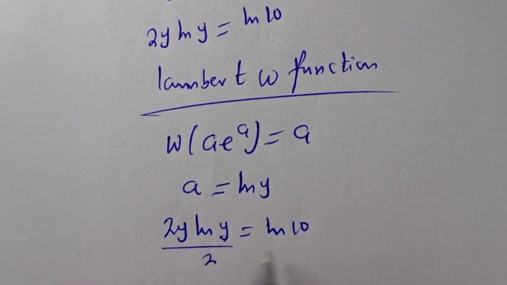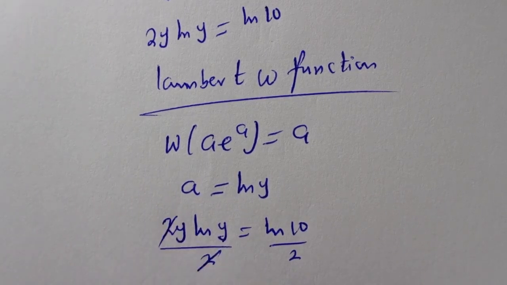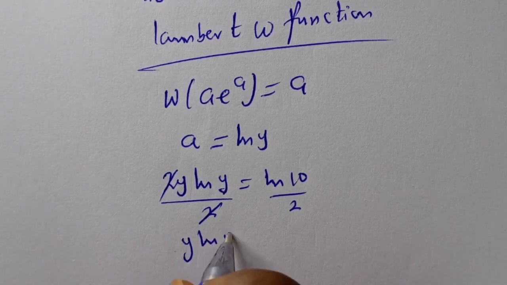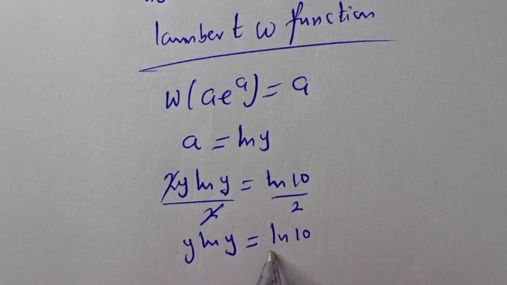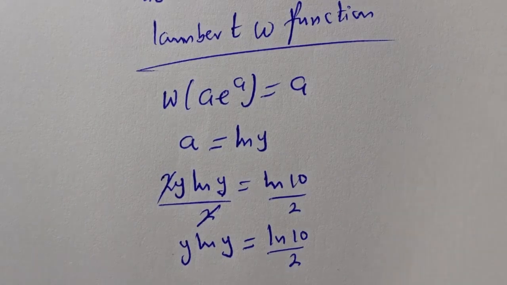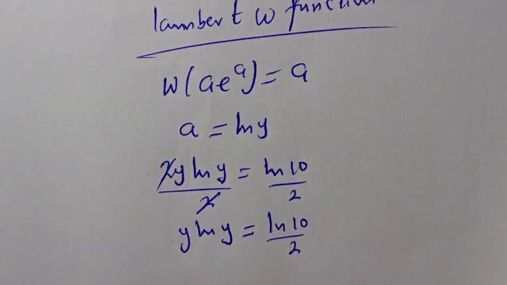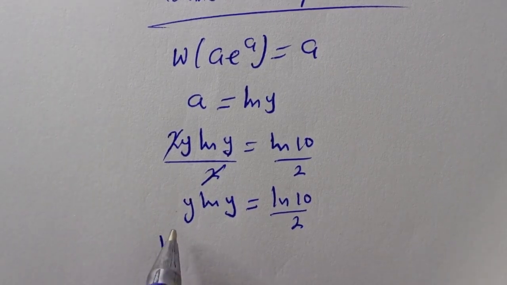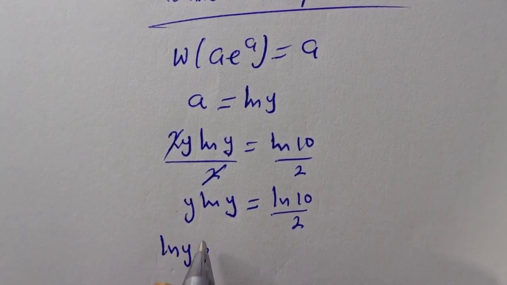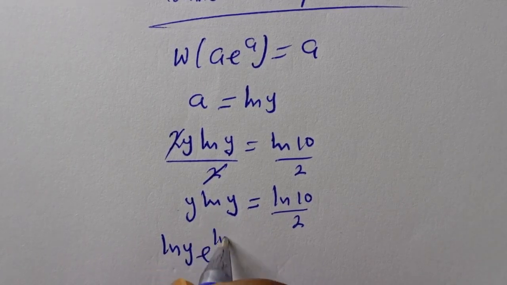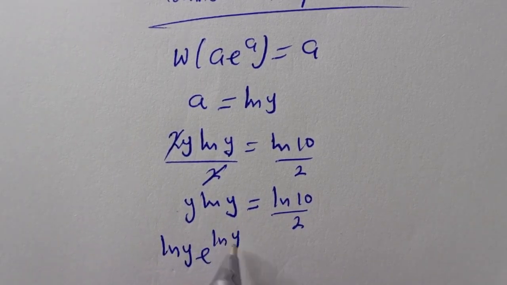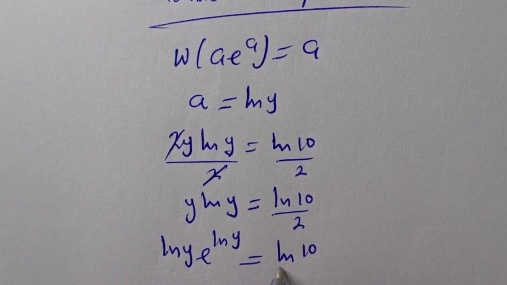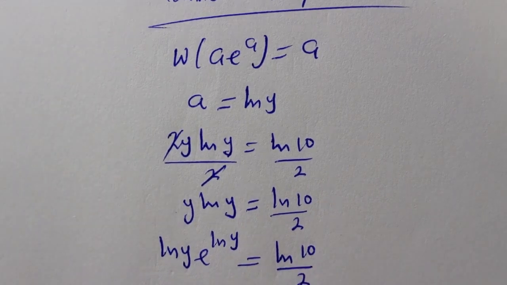Let's divide both sides by 2. This will cancel this. Now we have y ln of y is equal to ln of 10 over 2. So let's introduce the function. We have natural log of y e raised to power natural log of y is equal to natural log of 10 over 2.